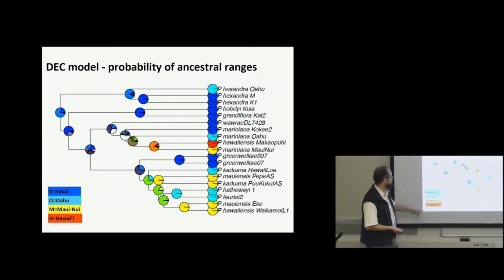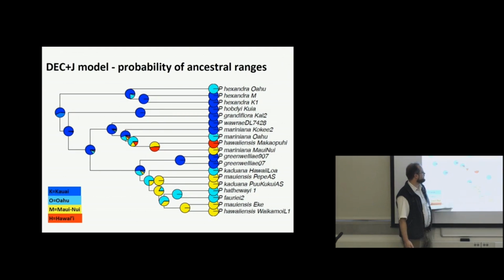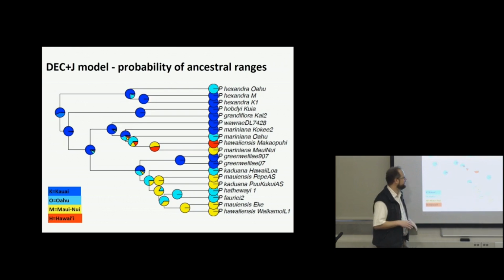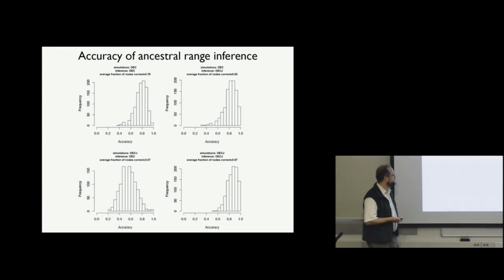And you can see your confidence in this, the relative probability of all the different options for ancestral ranges, where white means something living in all regions, and then these different pie slices are different possible geographic ranges. You can see you get some nodes under the DEC model that have a lot of uncertainty, whereas your certainty improves a lot for many of the nodes under the DEC plus J model. So if all you're interested in is inferring ancestral ranges, you still have to think about model choice, because it matters a lot for what your inferences are going to be and for how confident you're going to be in your inferences.